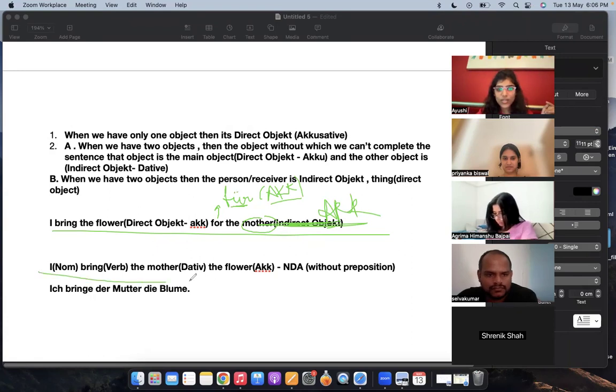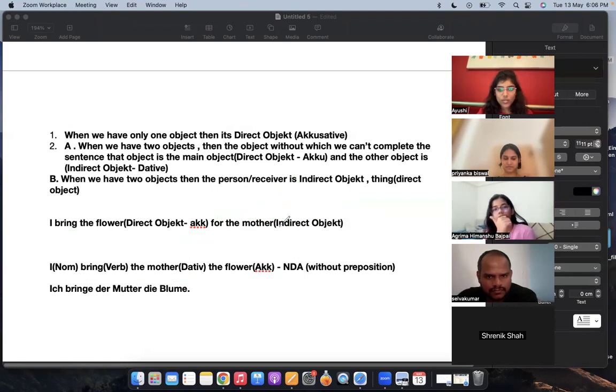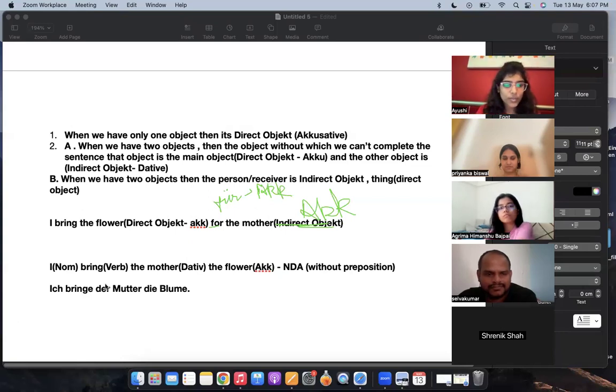In this sentence, we did not change anything, because there was no preposition. So mother was dative and it remained dative. Is it clear for everybody? Now this becomes an accusative object. Why did it become an accusative object? Shrenik, do you want to explain? So, for is the preposition, and the word für is called an accusative preposition. Exactly. Accusative preposition means whatever is present after this preposition is going to take the nature of accusative.